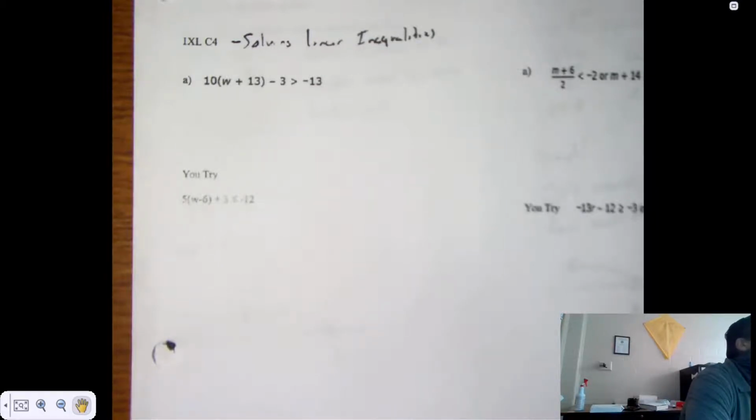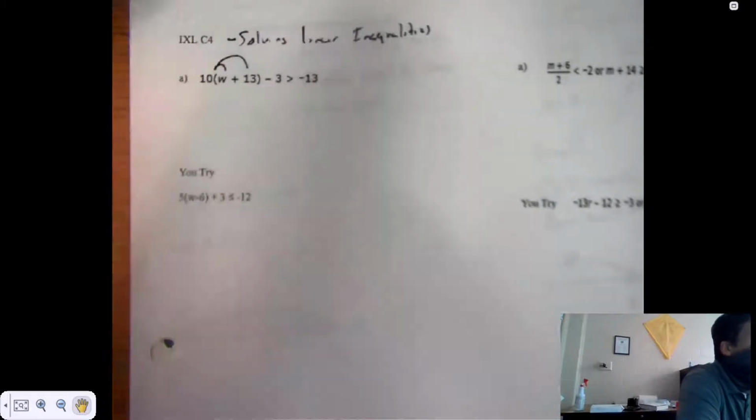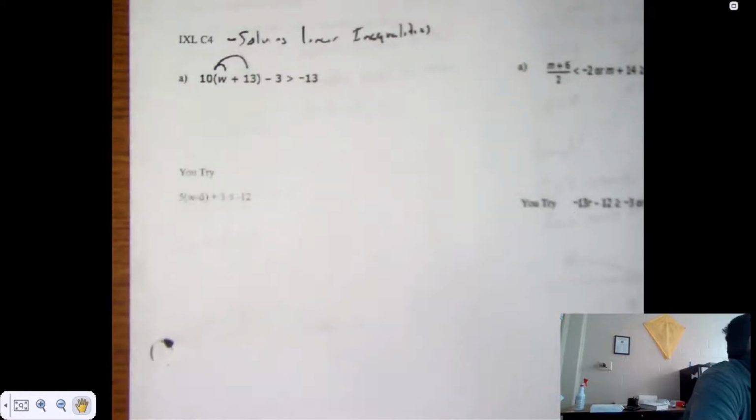So I'm going to work on A, and you guys can help me do it, and then you guys will do that U-try underneath. Then we'll just kind of go through this, and hopefully we'll be able to do C4 when everything's said and done. Now, I've got 10 times W plus 13. What do I do there? Distribute, okay? And just draw the arrows. I don't know why kids won't do that. So what is 10 times W plus 13?